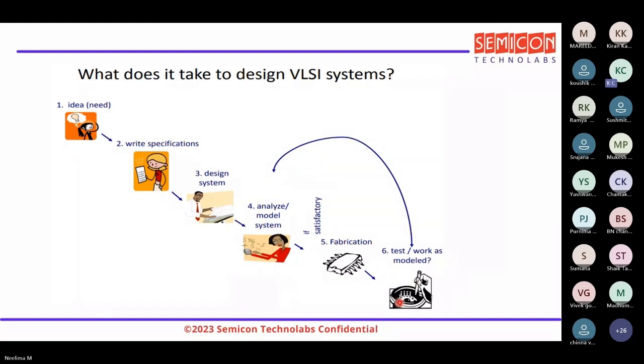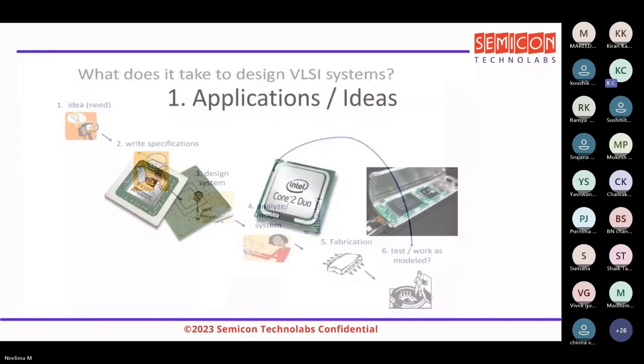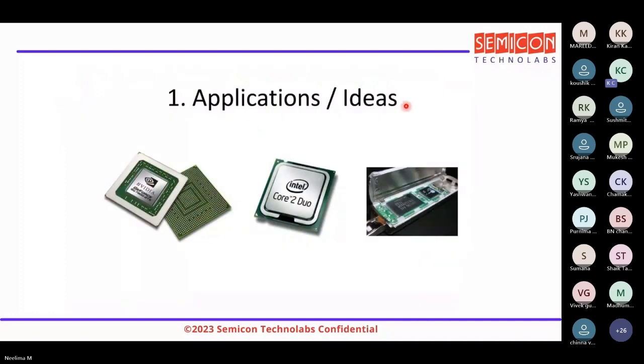Okay. Now, this is on the very top level. Now, let's go a little bit deeper into each of these. Application or idea means what type of chip you want to do, right? Whether you want to do a processor, or a chip for another application, or you want to do a SoC where multiple chips are connected, right? You need to have a clear idea what exactly the outcome of the product you want to have is, right?